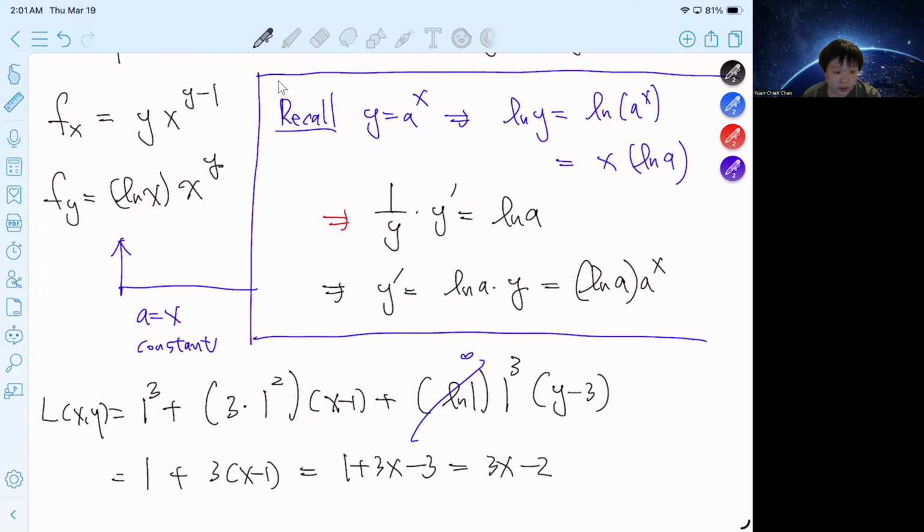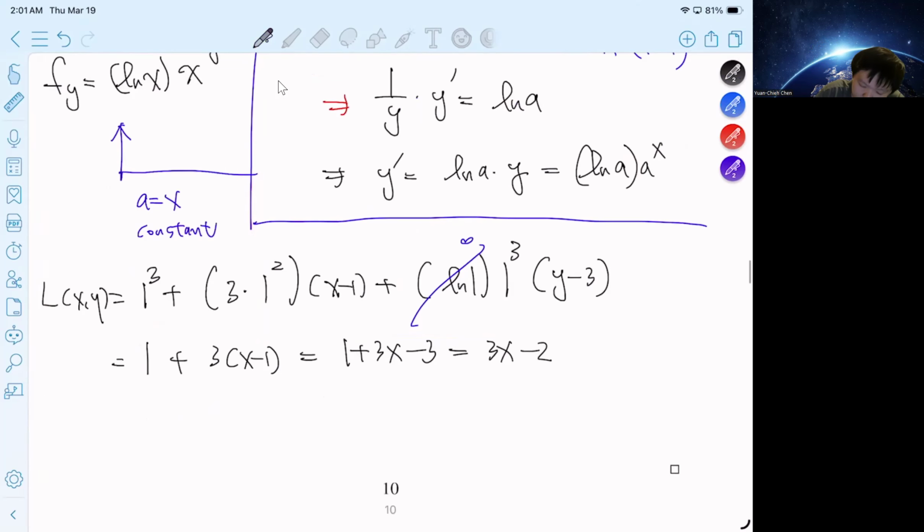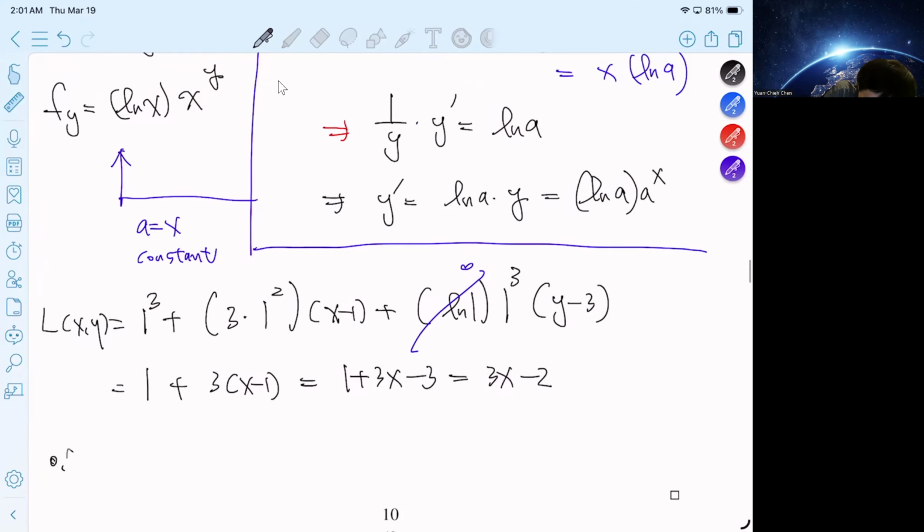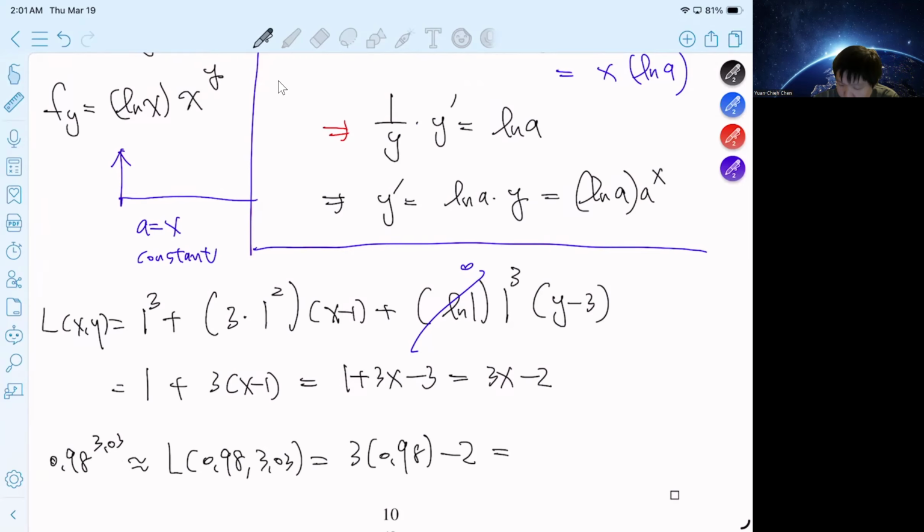So this is good. Finally, our desired thing, 0.98 to the power 3.03, is approximately L(0.98, 3.03). So it'll be 3 times 0.98 minus 2. In this case, 3 times 0.98 is 2.94, minus 2, so 0.94. So we're done. That's it.